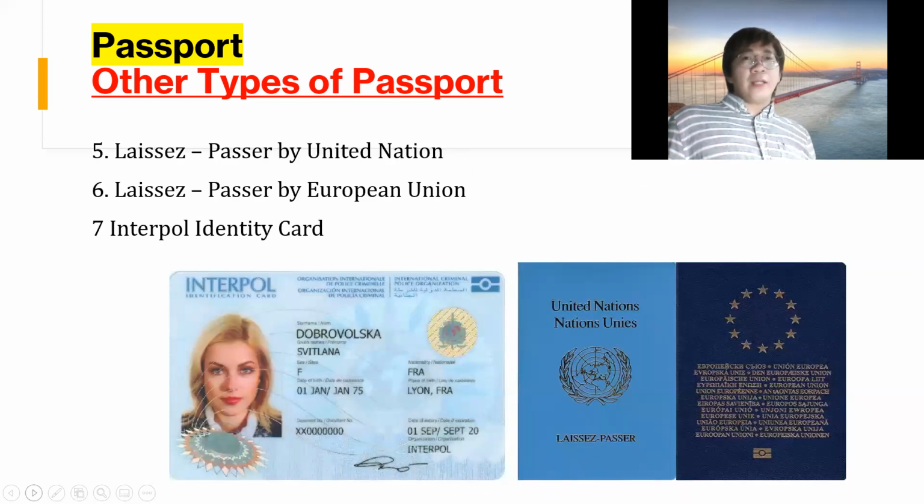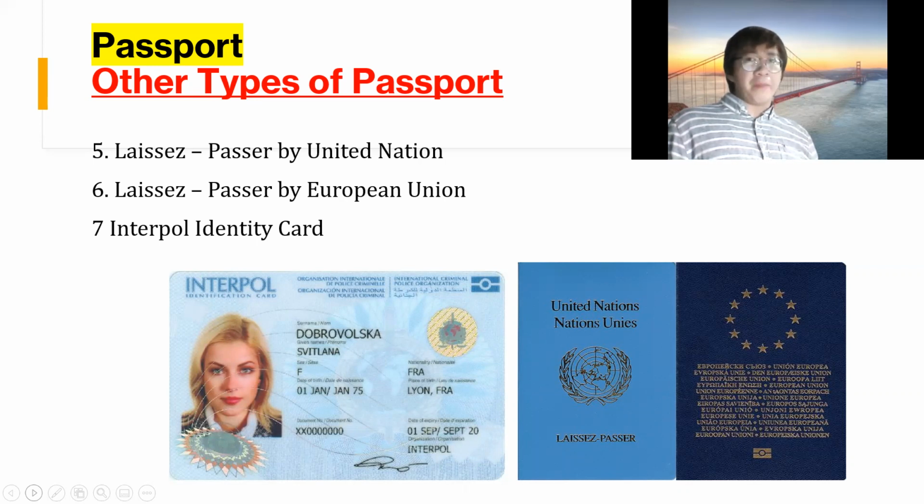Next. Okay, these are other types of passport. But again, you should be wary, may mga restrictions din to. Okay, the first is what we call the laissez-passer by United Nations. So this is parang equivalent of the diplomatic passport. Okay, so this one is entitled for those diplomatic corps ng United Nations, when they are assuming official function. Next is the European laissez-passer. Okay, so that's the pass.